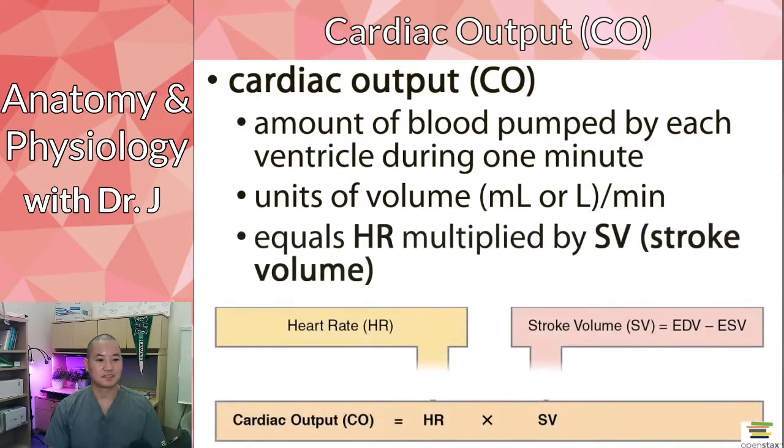And how do you calculate it? The way you get your cardiac output is that you have your heart rate, which we just covered, multiplied by the stroke volume. Stroke volume is how much blood a ventricle pumps out with each beat. So again, heart rate is beats per minute, multiply it by volume over beat, and now you have volume over minute.